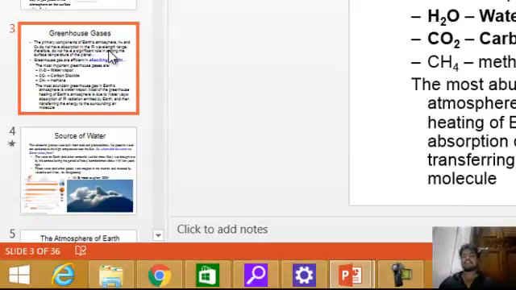Greenhouse gases. The primary components of Earth's atmosphere, N2 and O2, do not have absorption in the IR wavelength range, therefore do not have a significant role in setting the surface temperature of the planet. Greenhouse gases are efficient in absorbing IR light, infrared light. The most important greenhouse gases are H2O, water vapor, CO2, carbon dioxide, and CH4, methane. The most abundant greenhouse gas in Earth's atmosphere is water vapor. Most of the greenhouse gas heating of Earth's atmosphere is due to water vapor.